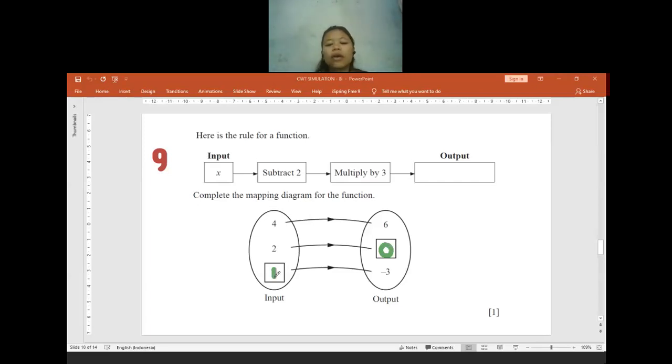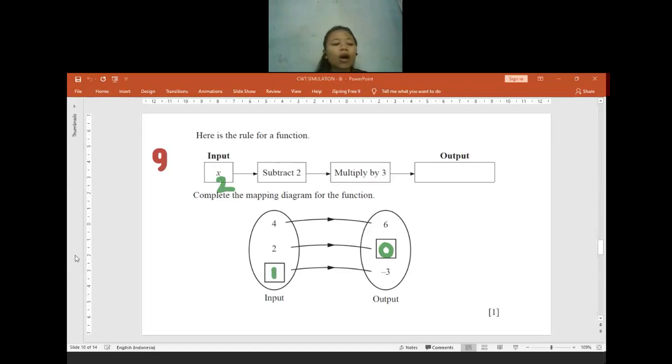No, teacher. So I already have from the input, I have 2. If I follow the function machine, I have to read it: the input is 2. I have to subtract 2. 2 minus 2 equals 0. And then 0 multiplied by 3 is still 0.